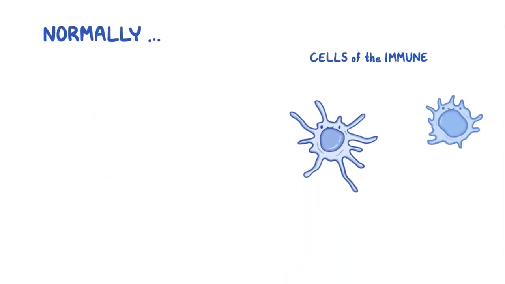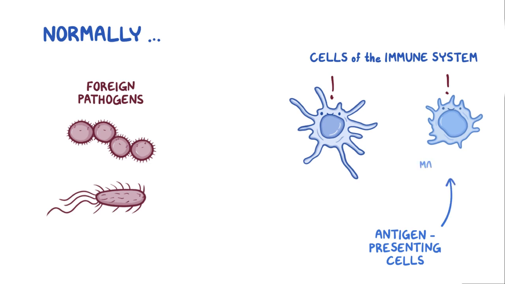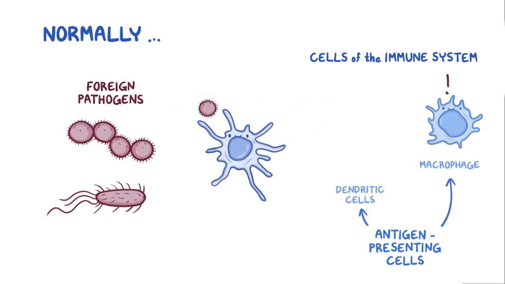Normally, the cells of the immune system are ready to spot and destroy anything foreign that could cause the body harm. Immune cells called antigen-presenting cells, which include macrophages and dendritic cells, latch onto pathogens and engulf them, literally swallowing them up. Pieces of the pathogen called antigens are then presented on a major histocompatibility complex, class II molecule, or MHC class II molecule, which is like a serving platter for antigens.